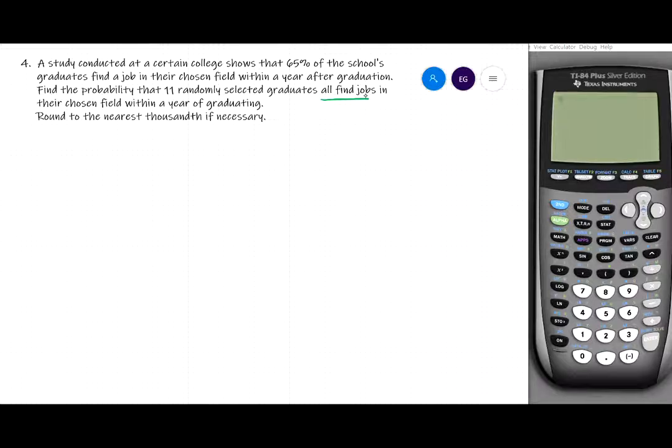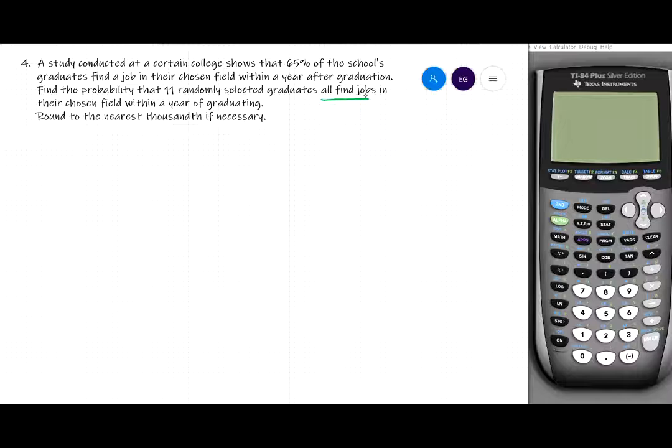Okay, so if you're asking 11 people, one at a time, this is a sequence of 11 events. Ask person 1, did you find a job within a year? Yes or no? Then you ask person 2, then person 3, up to person 11. So this is a sequence of 11 individual events. So we're using the multiplication rule. And each person's response is independent of the others.